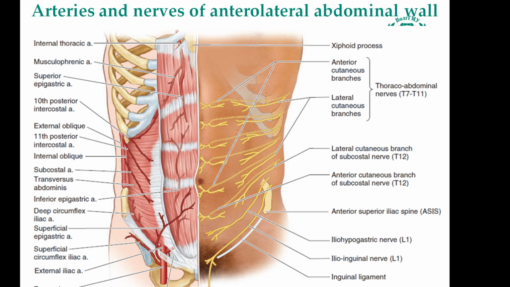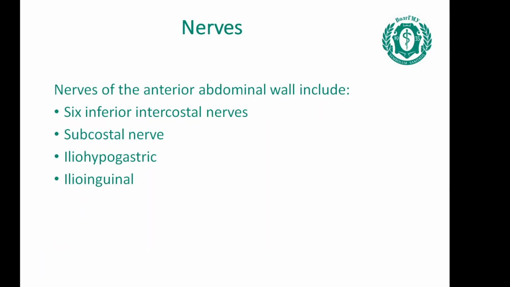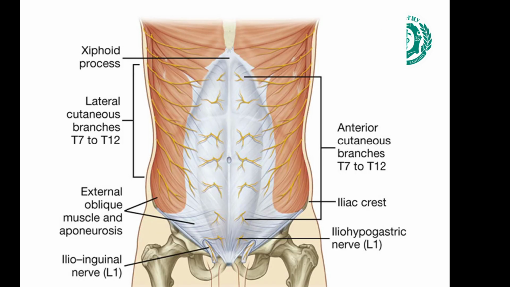On this picture you can see the arteries and nerves of the anterolateral abdominal wall. Nerves of the anterior abdominal wall include 6 inferior intercostal nerves, subcostal nerve, iliohypogastric nerve, ilioinguinal nerve. Here you can see the picture of the spread of the nerves.